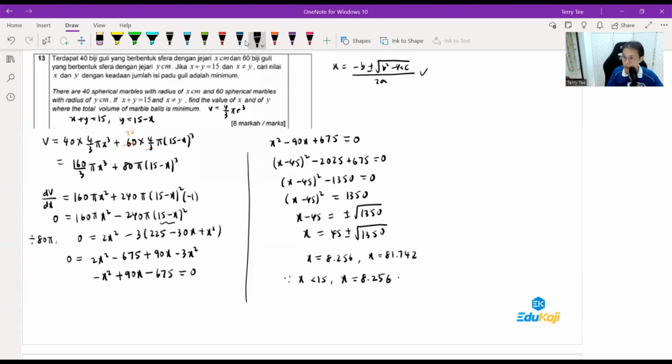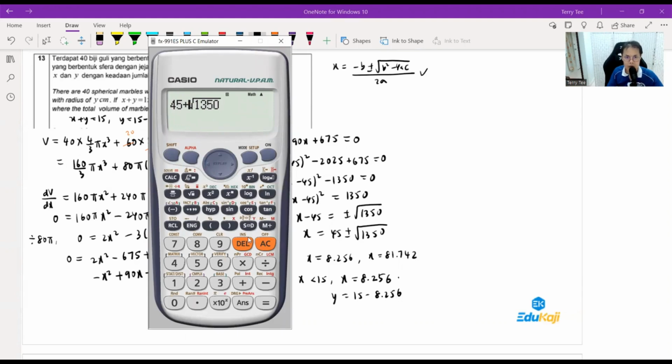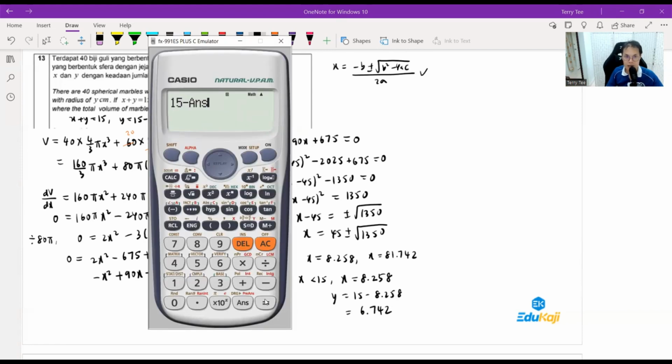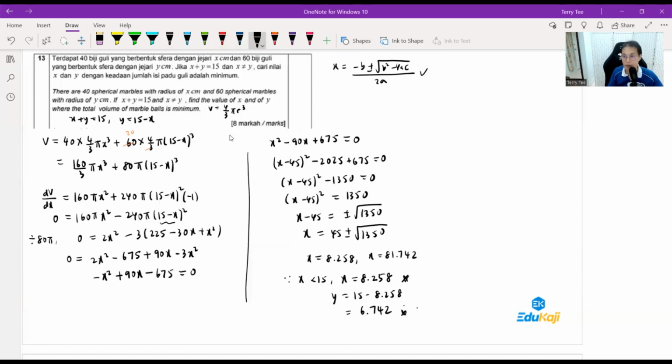8.258. And I still need to find the value of y. I know my y is 15 minus x, 15 minus 8.258. Wait, did I say 8.256 or 8.258? Maybe I've written it wrongly. Sorry, it's not 6, it's 8. This is 8. So you will get 6.742. Okay, so I got my x value and my y value.